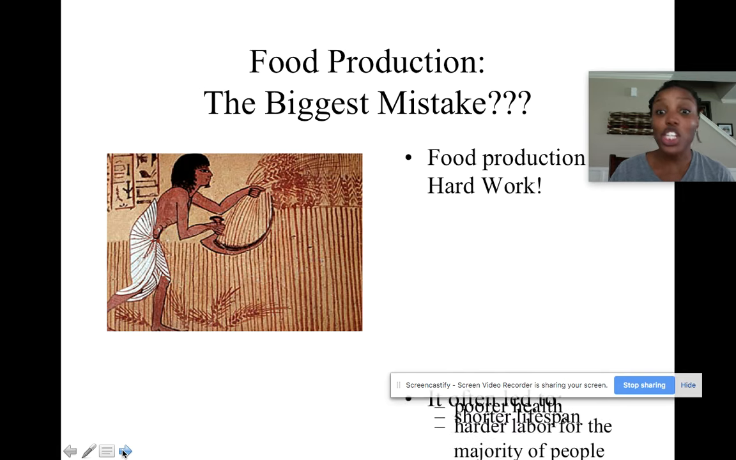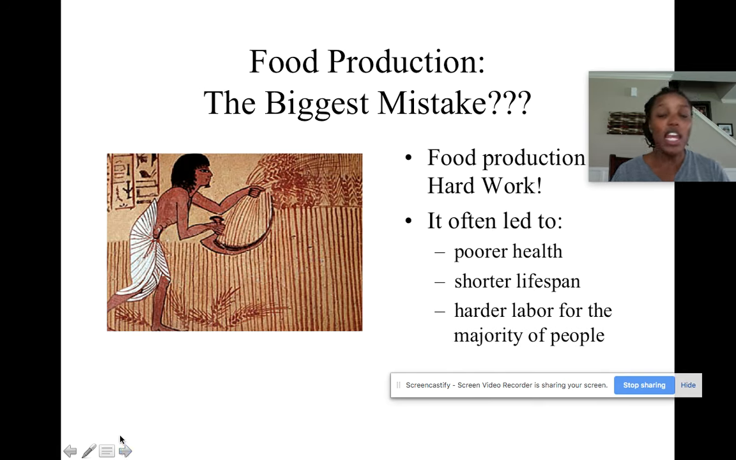Food production is hard work, and it often led to poor health. People didn't know the proper way to do things. We didn't know about a lot of germs back then, shorter lifespans due to long working hours, and harder labor for the majority of the people.